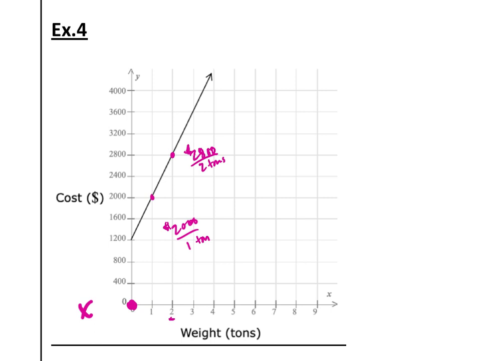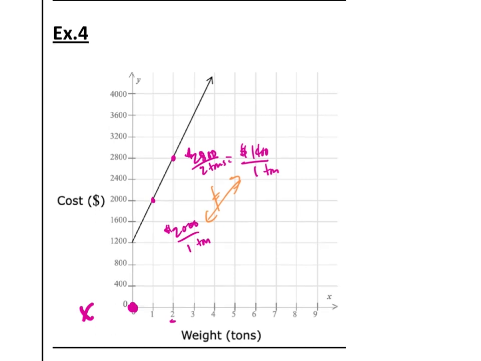Now, I'm going to just use the unit rate real quick because if this was proportional, this should probably be the same. If I take this, I'm going to say this is $1,400 for 1 ton. That's how that would simplify. So automatically I can tell these two are not the same. If they have different unit rates, it's not proportional. This is not a proportional relationship.